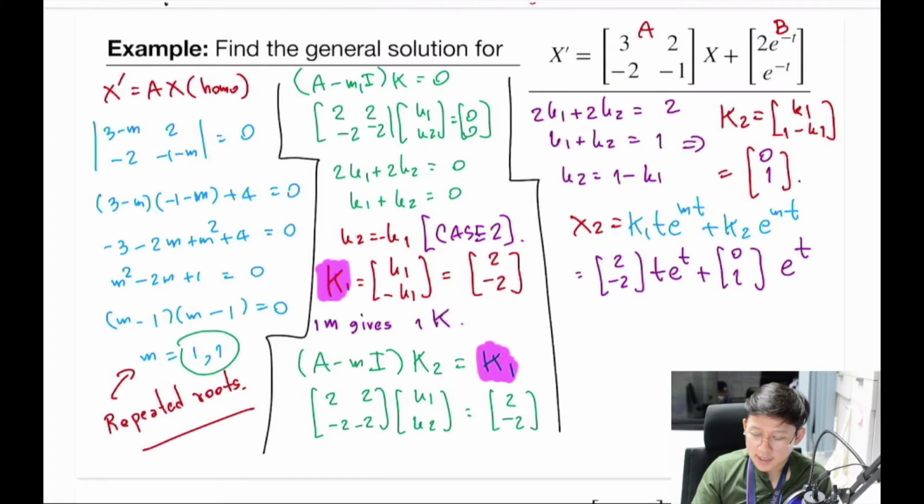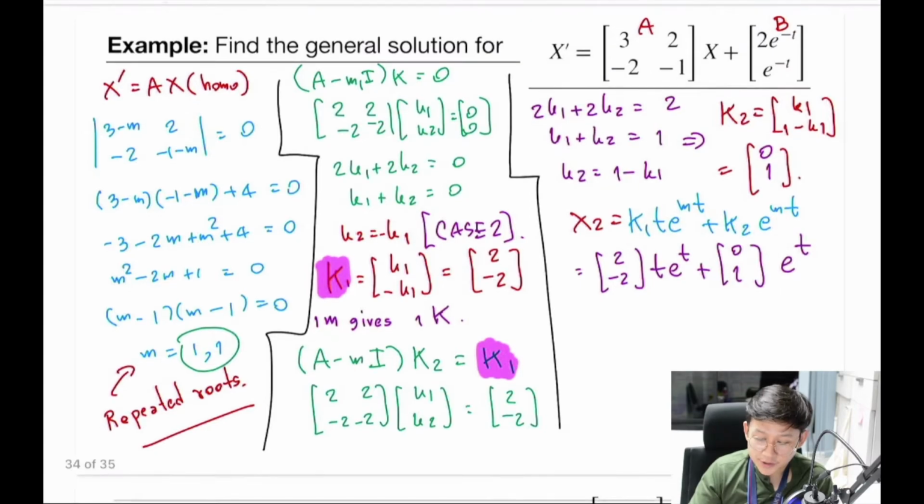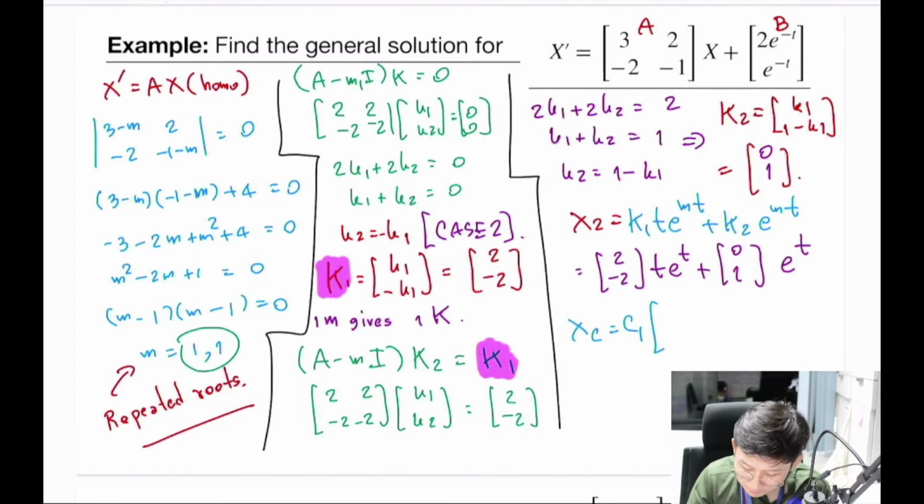So right now we get x2. So xc would be c1 x1. Where is x1 again?